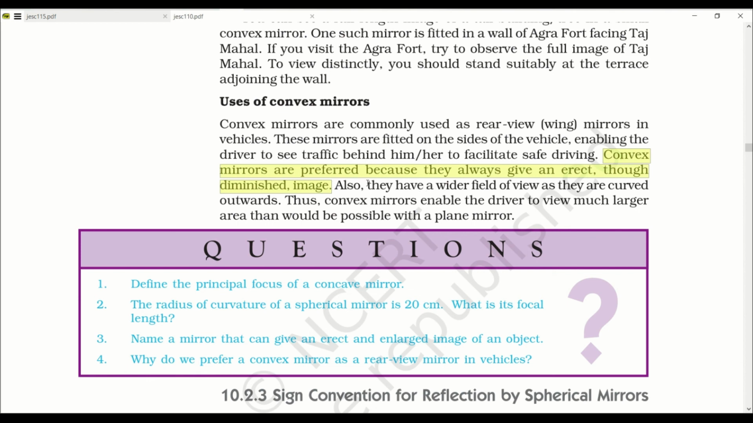So you must have seen with the truck, you can also see different vehicles traveling with the truck as curved outside. Thus convex mirror enables the driver to view a much larger area than would be possible with the plane mirror. So plane mirror would not possibly capture everything, so instead of it we apply convex mirror.